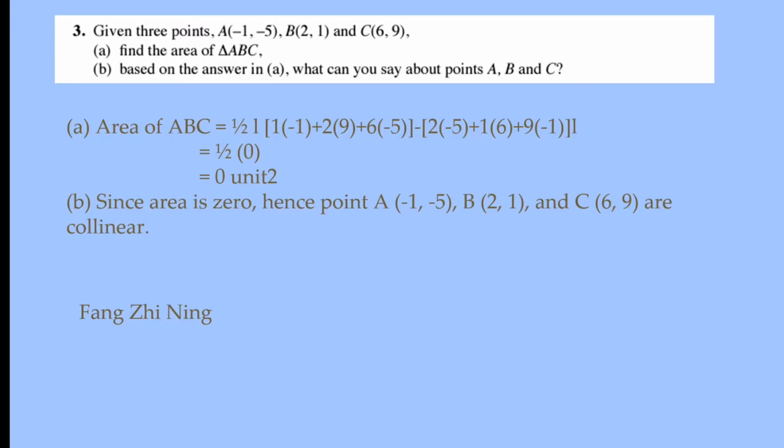Times negative 5 plus 1 times 6 plus 9 times negative 1, modulus, equals 1 over 2 times 0, equals 0 unit square. Based on the answer in A, what can you say about points A, B, and C? Since area is 0, hence points A(-1, -5), B(2, 1), and C(6, 9) are collinear.